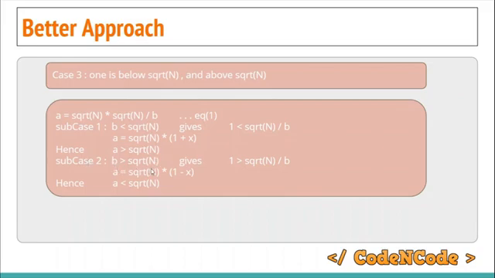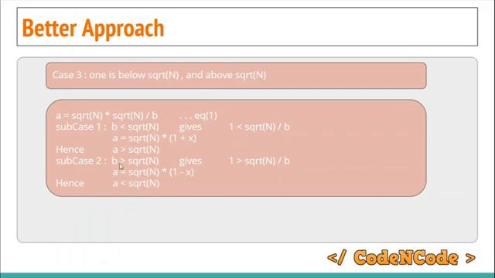If we assume b to be greater than square root of n, then square root of n divided by b would be smaller than 1. Since square root of n divided by b is smaller than 1, then I can write it as 1 minus x. So if I put this value 1 minus x into this equation, it would become a is equal to square root of n multiplied by 1 minus x, which certainly shows that a is smaller than square root of n, because if you expand it, you would get square root of n minus x into square root of n, and hence a would be smaller than square root of n.